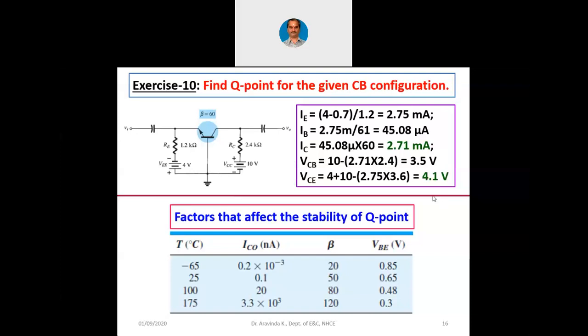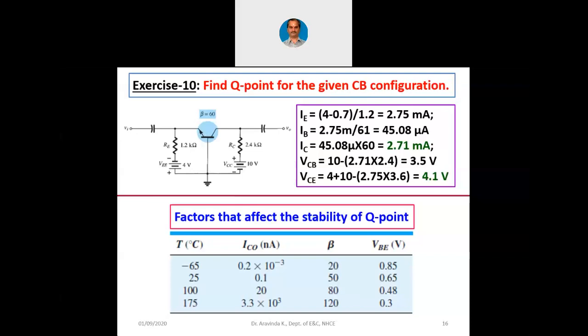Okay, no answer from the students, so I'll only tell. See, when the current increases, naturally voltage will reduce. Why? This VBE, base to emitter junction, is a semiconductor material. It is a non-linear device.